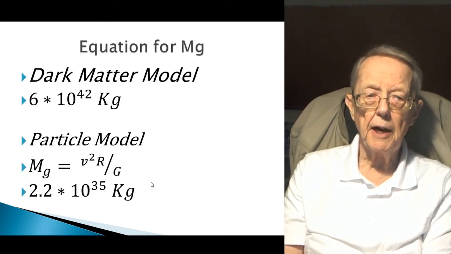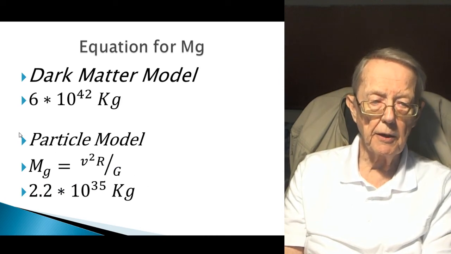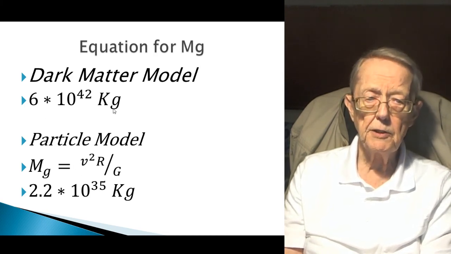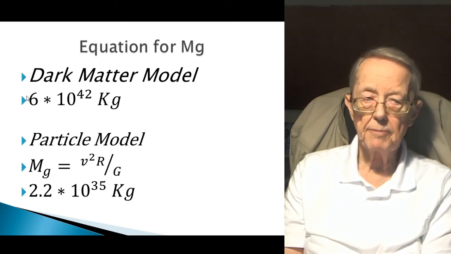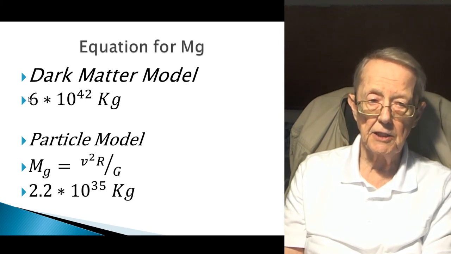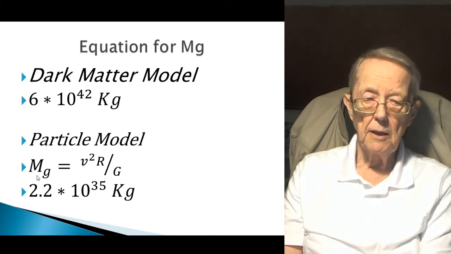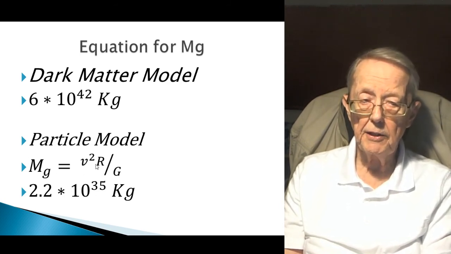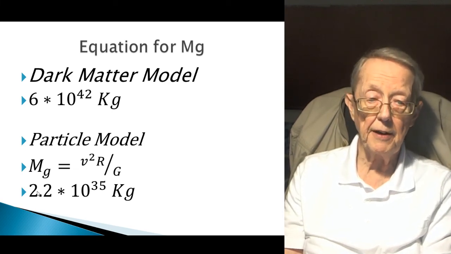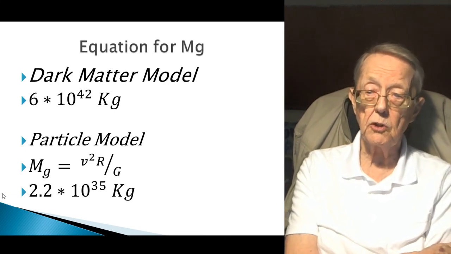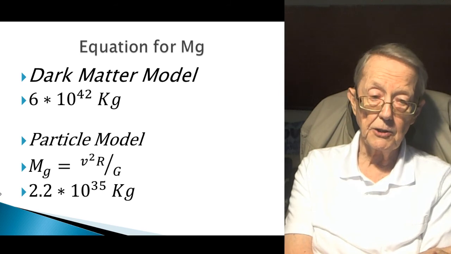I did something else. I actually turned the equation around. Instead of g equaling v squared r over m, I got m equals v squared r over g. This is the number I read on the internet, that the dark matter model says the mass of the galaxy is 6 times 10 to the 42 kilograms. For every data point I had selected from the graph, I recalculated the mass of the galaxy, and they all came out identical, which it should. They're all the same. I assume mass was equal to the mass of the galaxy that our solar system sees.